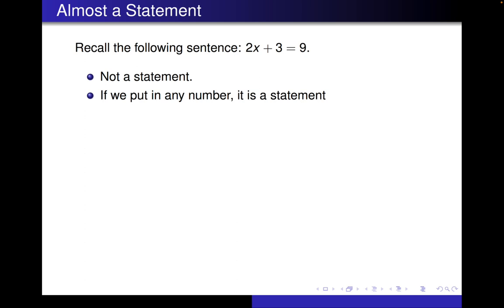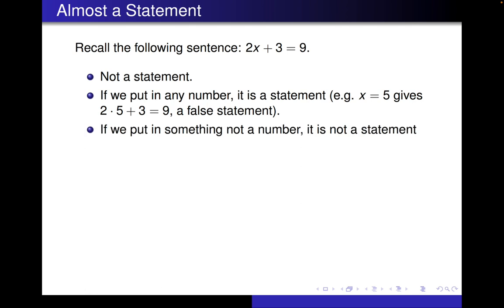And literally any number, right? I could put in x equals 5. That gives me 2 times 5 plus 3 equals 9. Now, this isn't true, but it is a statement. It just happens to be a false statement. And we can do that with literally any number. However, we could have problems if we put in something for x that is not a number. In that case, not a statement. So if I put in x equals chair or something like that, that's just a nonsensical sentence. It may give you a laugh, but it's certainly not a statement.